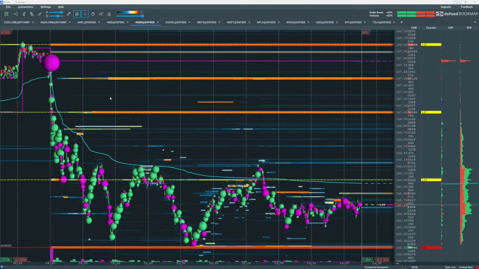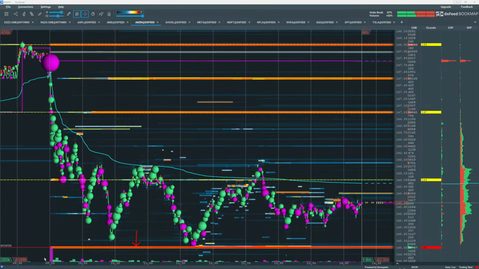Sharp drop in the morning as traders were taking negative delta positions, and looks like Amazon finding some support at the 145 level. Note all the liquidity at that level. Again, the heat map showing a history of orders in the order book.